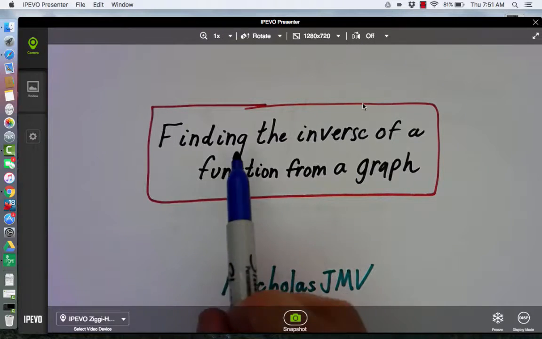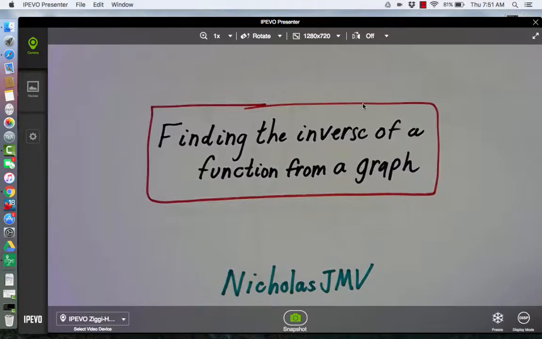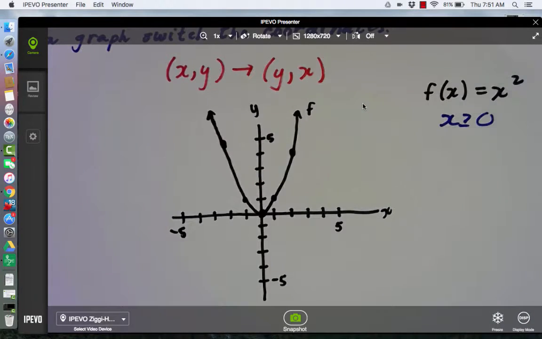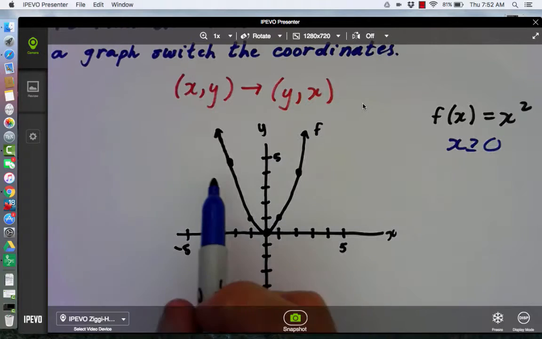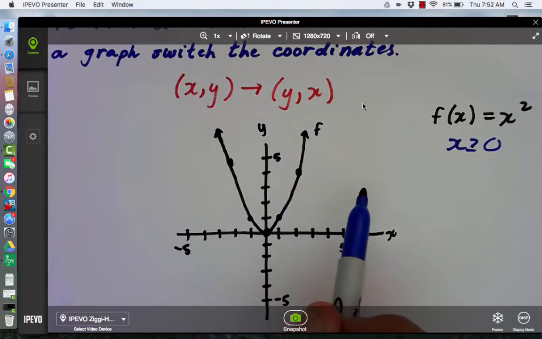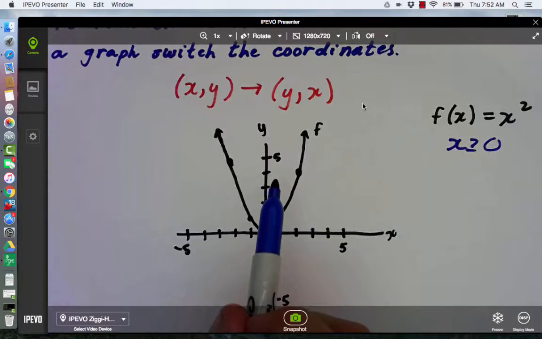Everyone, we're going to be looking at finding the inverse of a function from a graph. This is Nicholas JMV. So I'm just going to show you the graph of x squared. I just want you to realize that this graph of x squared fails the horizontal line test, so technically, by definition, it doesn't have an inverse.